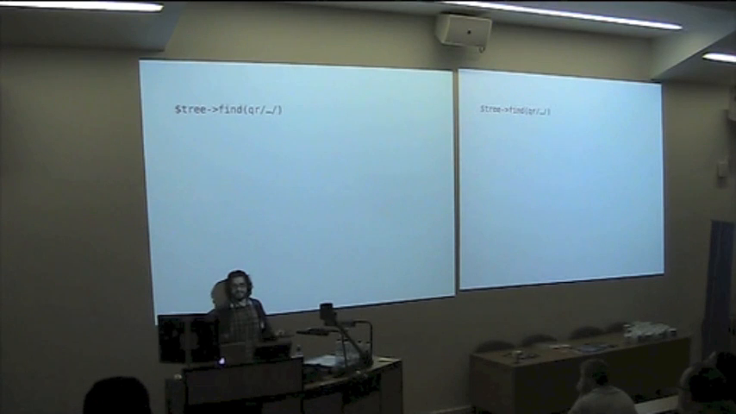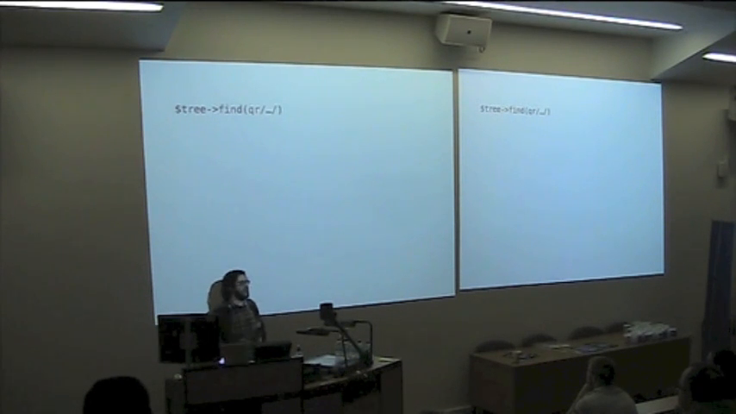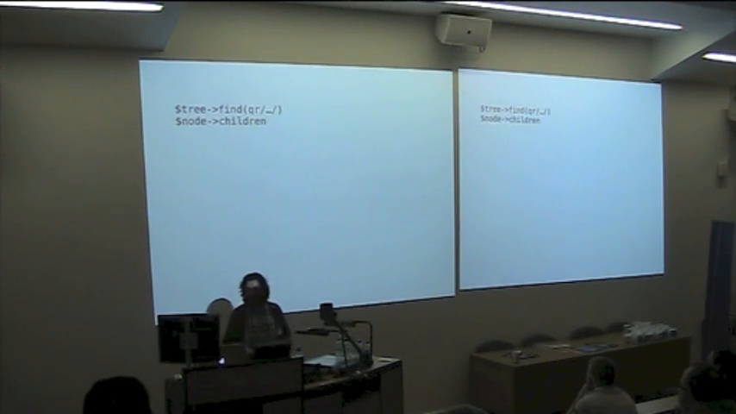Quick example. Suppose we've got this $tree object representing some kind of tree, and there's a find method which takes a regex as an argument, finds all the nodes in the tree whose label matches the regex. There's also a children method which gives you all the children of a given tree node. And suppose you want to iterate over all the children of all the nodes whose name match your regex.